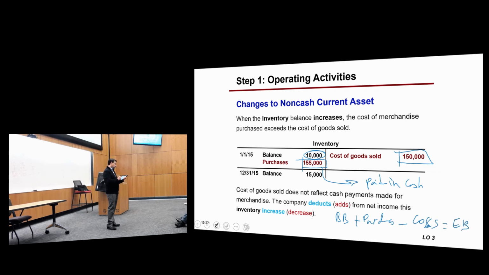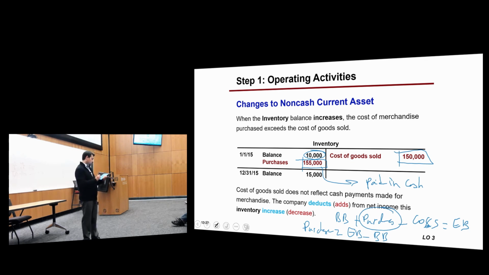So in order to calculate purchases, this is the amount that was paid. Purchases will be equal to what? Ending balance minus beginning balance. This is the change in inventory, right? This is the change in the balances of inventory. And then you add cost of goods sold. This is the amount that was paid in cash.